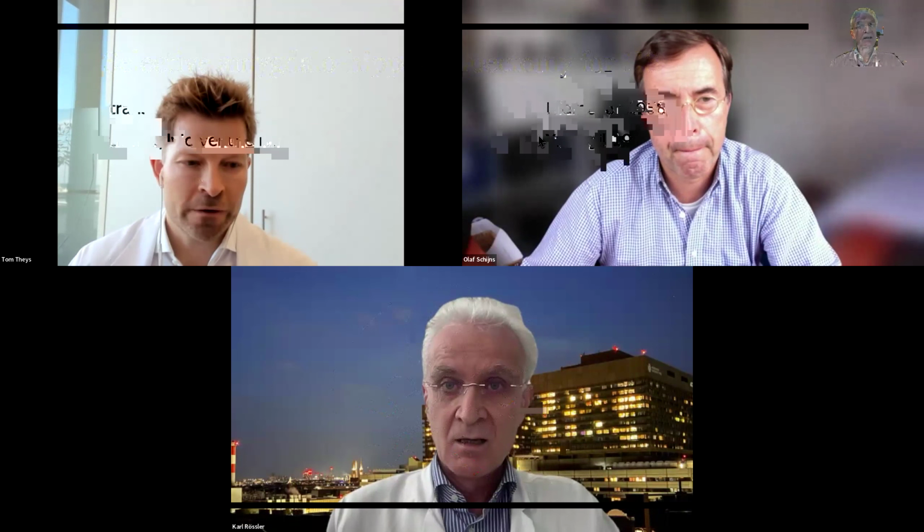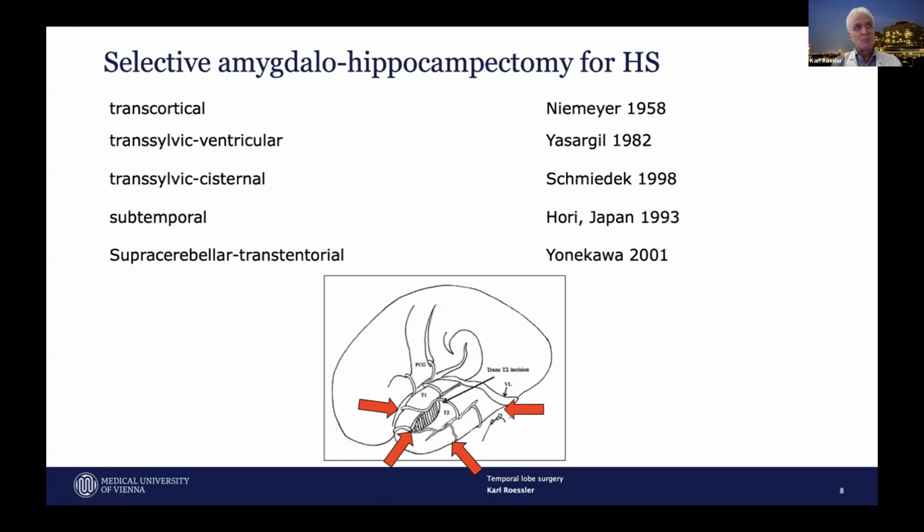Niemeyer, a neurosurgeon in Brazil, described it in 58. It can be done transsylvian ventricular. Yaşargil, who is a well-known vascular neurosurgeon, pioneered this approach because he clipped many MCA aneurysms, and he realized that it's only a small way to the ventricle. And so he pioneered this transsylvian ventricular resection of the mesial structures.